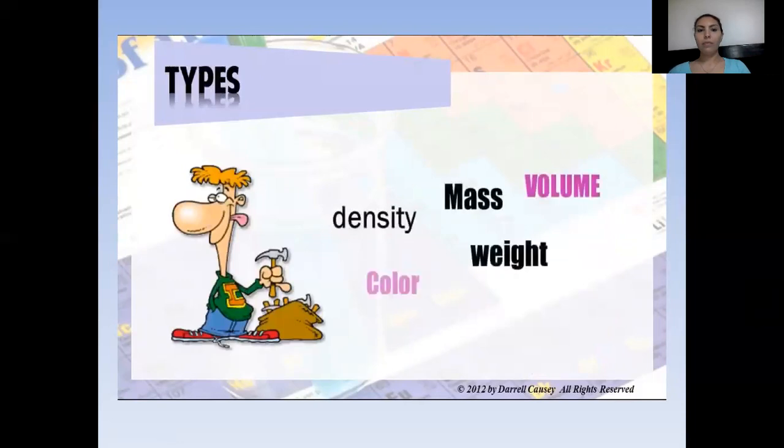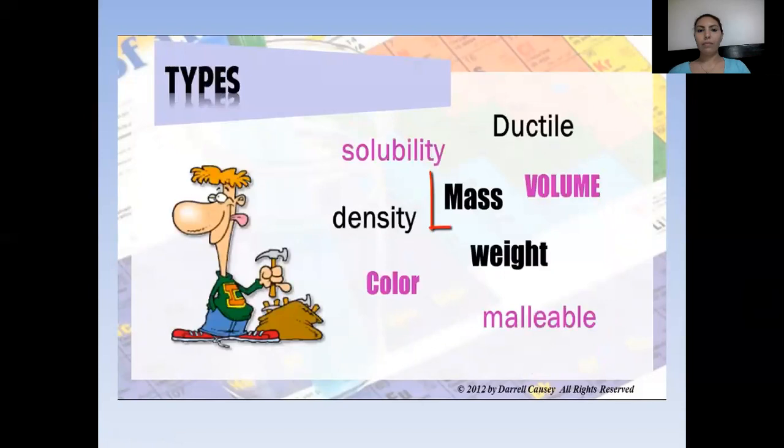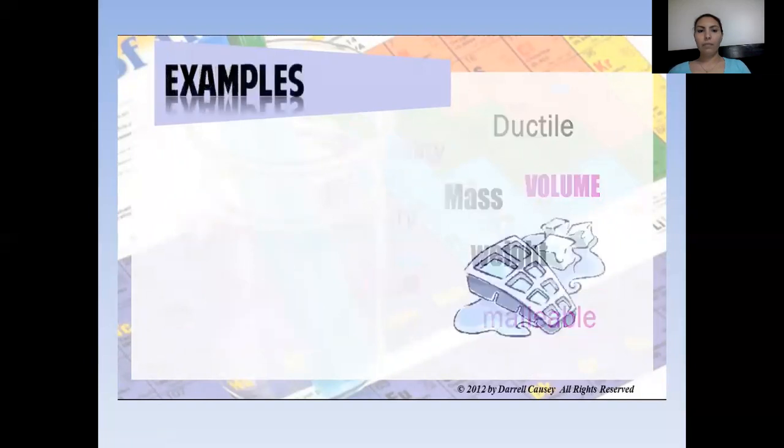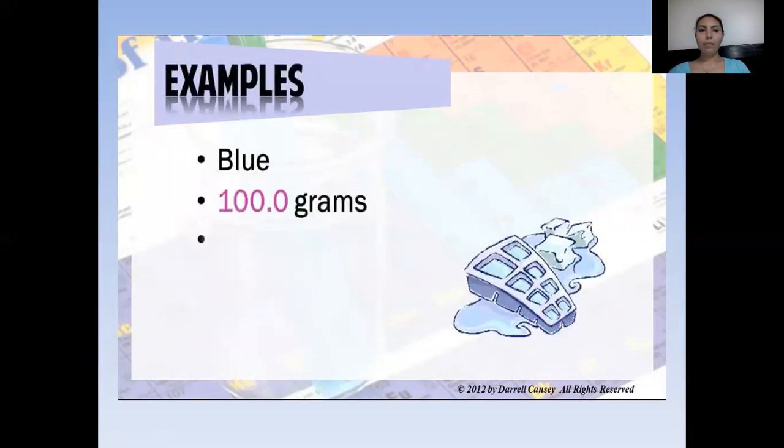Types of physical properties can be things like mass, weight, volume, solubility, density, which is just your mass per volume, and malleable and ductile. And you might say, well, what's ductile? That's the ability of a substance to be drawn into wires. And malleable means that something can be hammered into a shape, such as gold or copper and some of those metals. All right, examples.